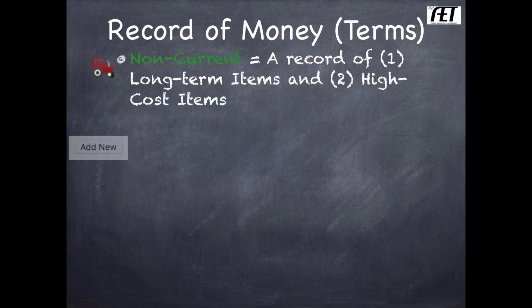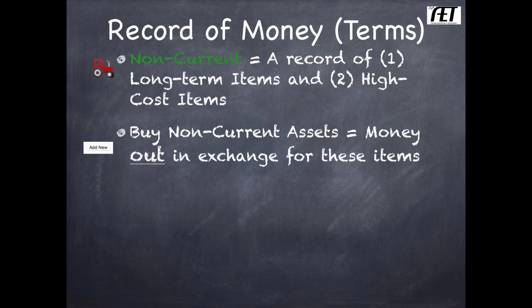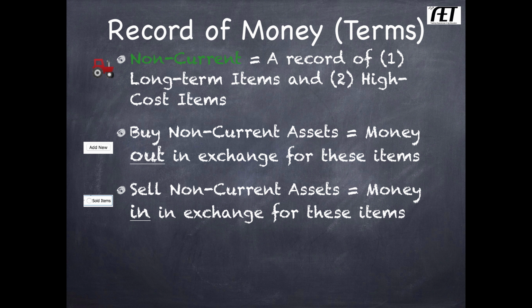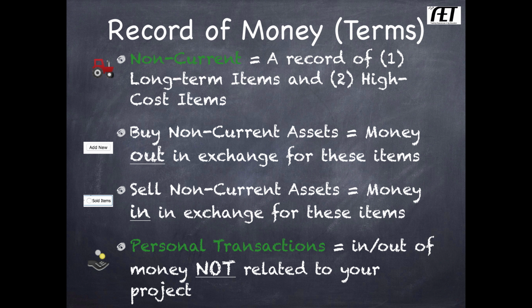And these non-current items that you buy, you could buy a new one, which means you had to put money out to get it, or you could sell them later on. Now, you don't buy them to sell, but you could sell them, and that would mean you get money in. So also when we talk about a record of money, it could finally be personal. Personal means you got money in like a gift, or you took money out like buying a video game. And these money in and money out are the last types of records for money.